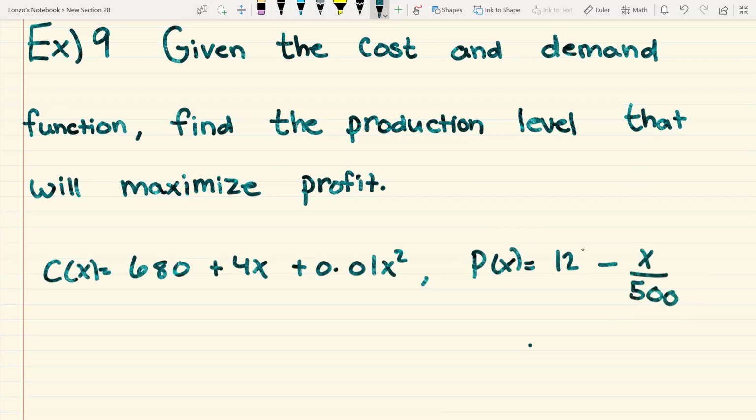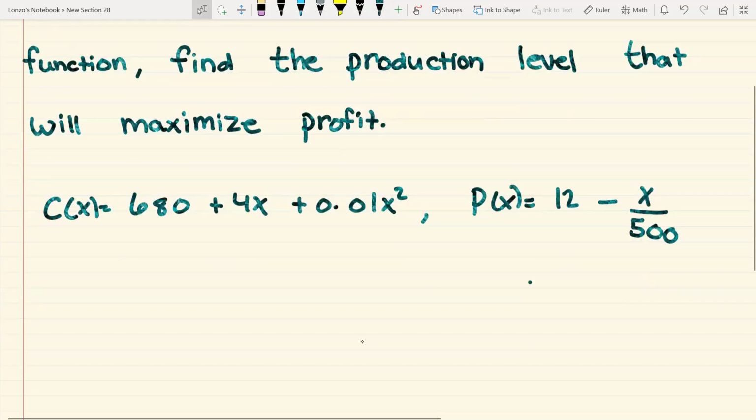So given the cost and the demand function, which was supposed to be given and I didn't write it, but I wrote it now. So here's my cost function and here's my demand function. Find the production level that will maximize profit. So what we have to do is find the profit equation, set its derivative to 0, and solve for x.